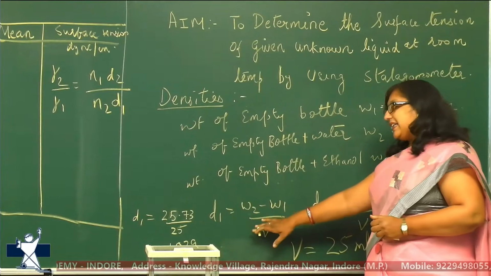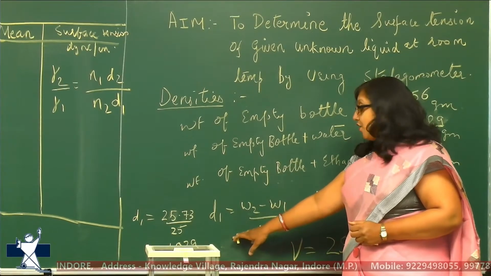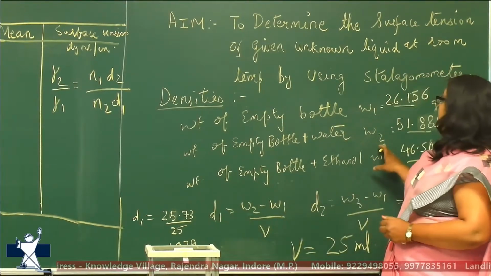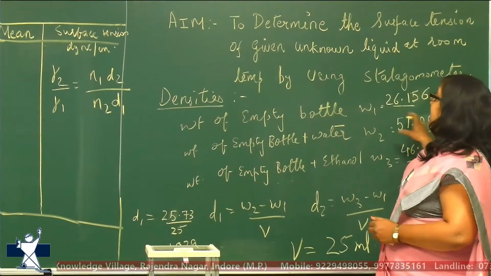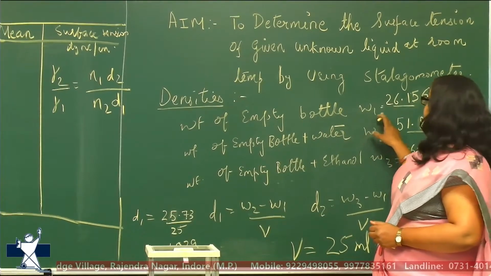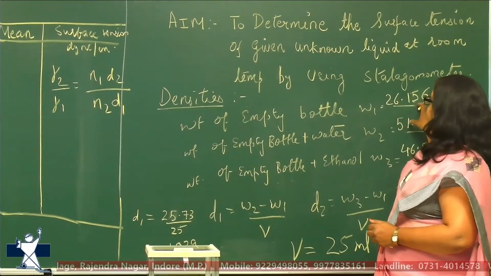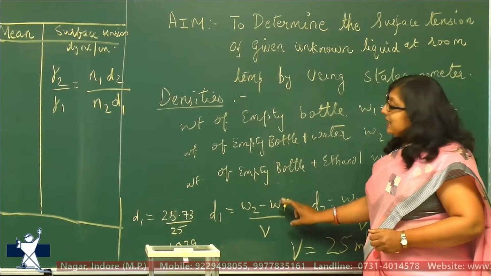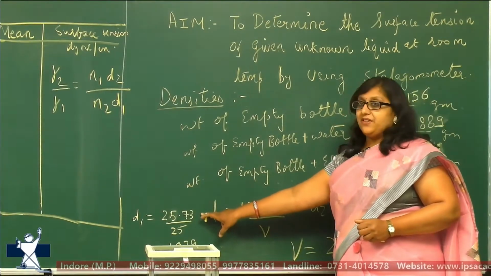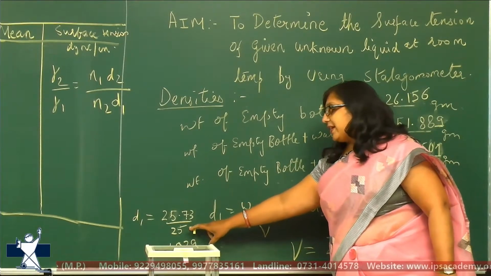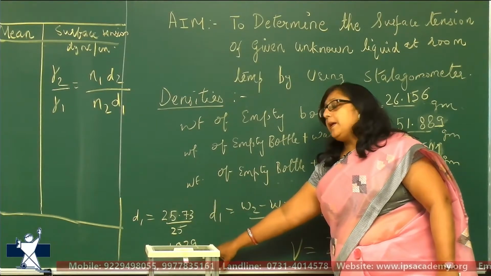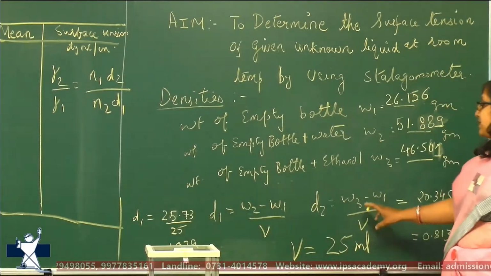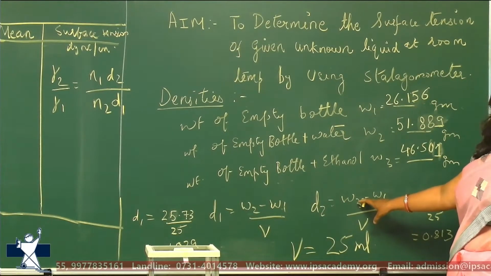Now we are going to calculate the density. D1 here is the density of the water, that is (W2 minus W1) upon V. W2 is 51.889 grams and W1 is the weight of the empty bottle, that is 26.156. After subtracting this, we get the weight of the liquid, that is 25.73, and we divide it by the volume, that is 25. So the density of the water is 1.029, and the same procedure we are going to repeat with the ethanol.